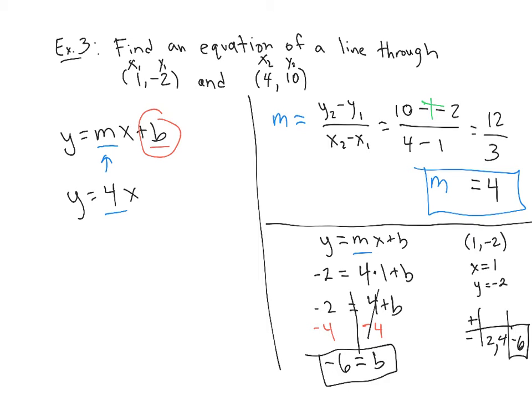And that's the value I'm going to put into my equation for plus b. It's -6, so it's going to be 4x minus 6. So my equation of the line would be y equals 4x minus 6 on this one.